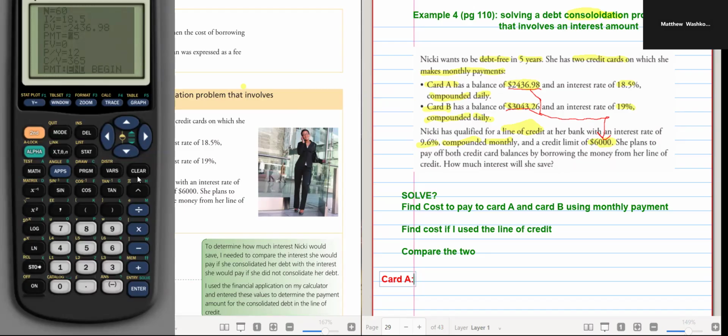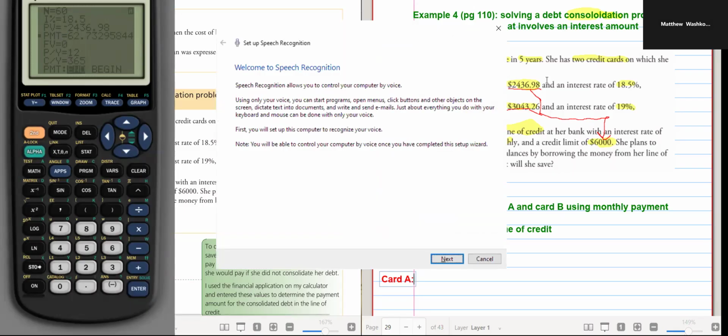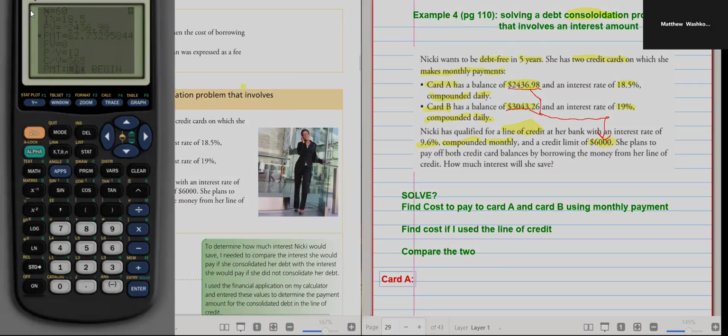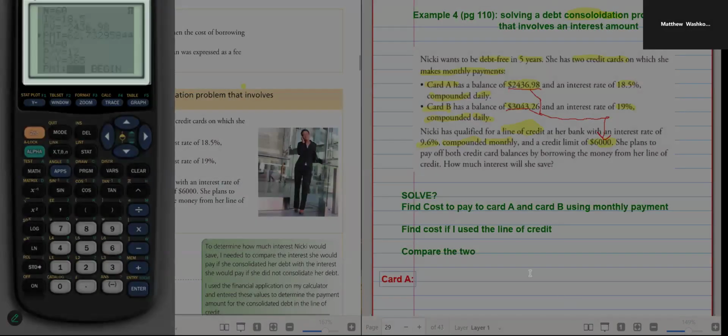No, I know I'm making monthly payments. So I know the future value has to be 0. I know the payments I'm making a year are 12, and I know it's compounded 365 times a year. So I'm trying to solve for the payments. So she's paying $62.73 a month every month for 5 years.